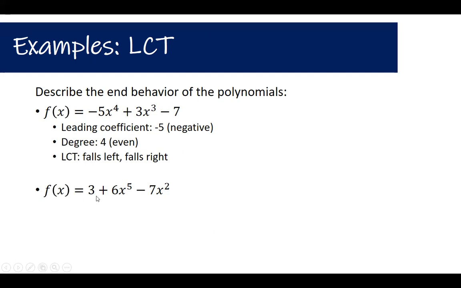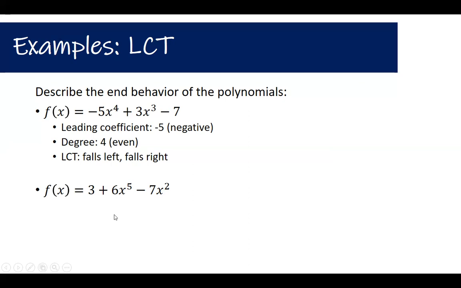Here we have f of x equals 3 plus 6x to the fifth minus 7x squared. Go ahead and pause this, give yourself a minute, and give it a try. When you're ready, you can see here that our highest degree is actually x to the fifth. So our leading coefficient is 6 and our degree is 5. We have an odd degree here, and we have a positive leading coefficient. So odd degree, positive coefficient.